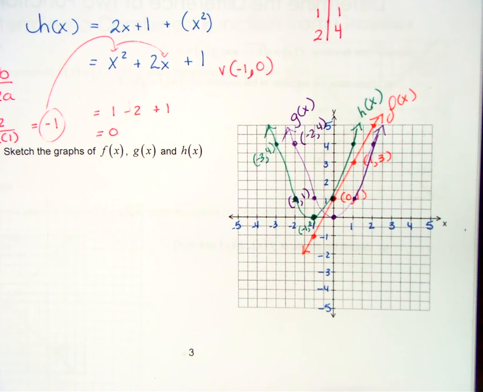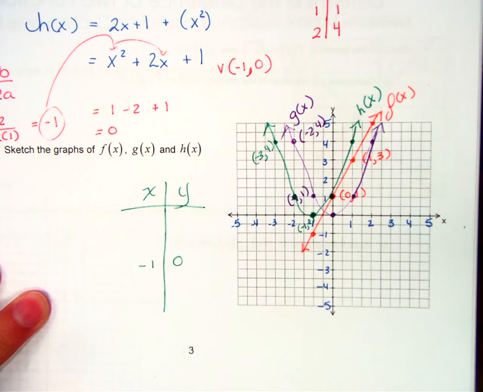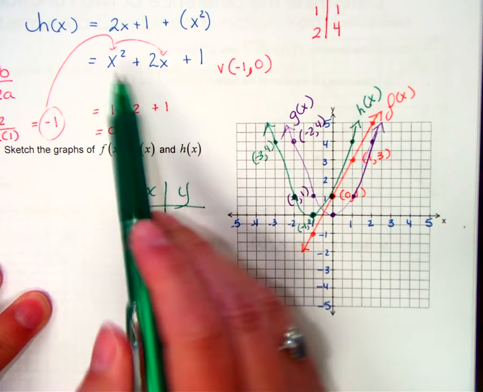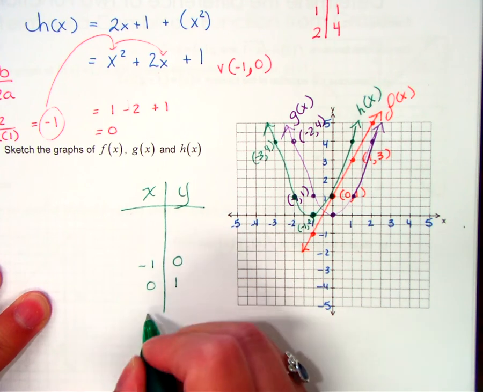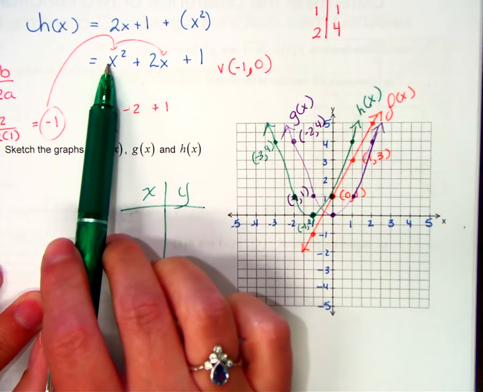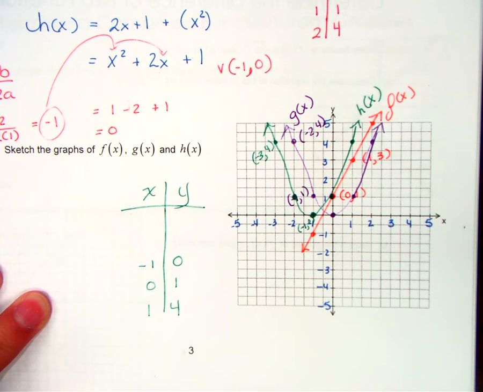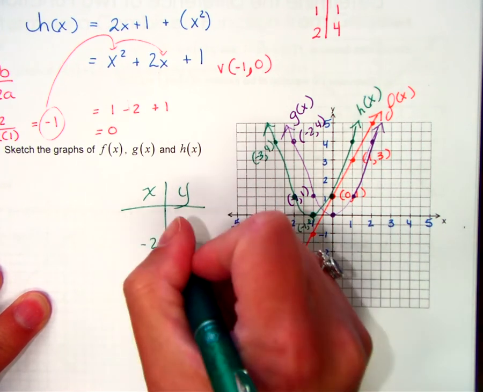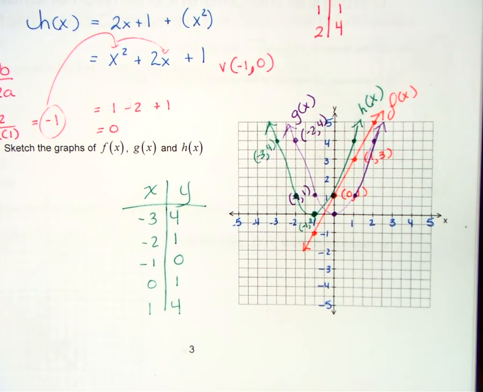If you're lost, then do a table of values. I'm going to plunk my -1 and 0 in there. If I put 0 in here, my y is going to be 1, right? If I put 1 in there, 1 plus 2 is 3, plus 1 is 4. If I can do those ones, then -2 is going to be at 1, and -3 is going to be at 4. So again, a table of values will never lead you astray.